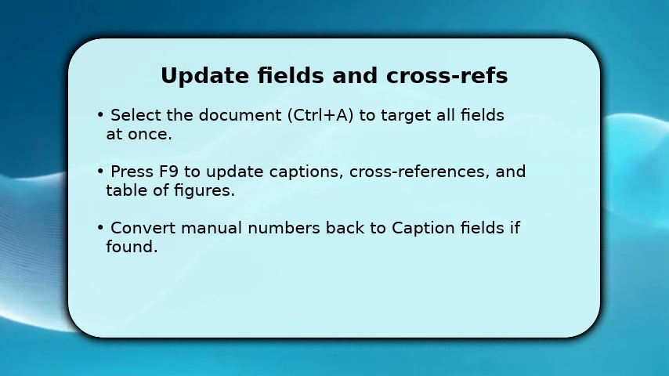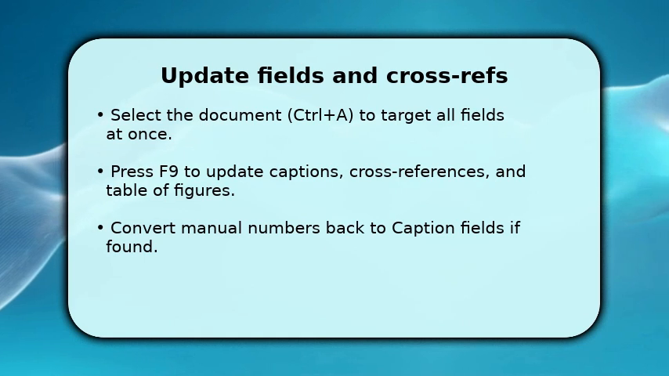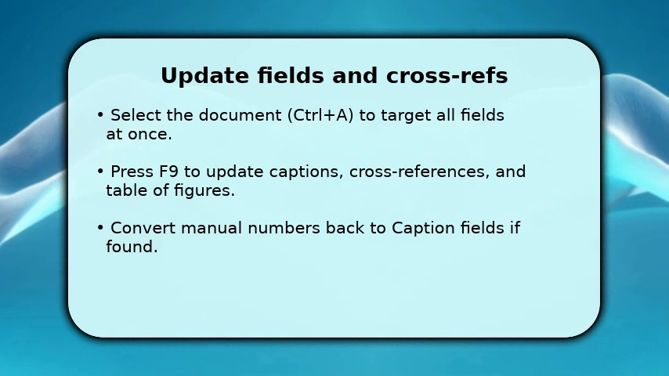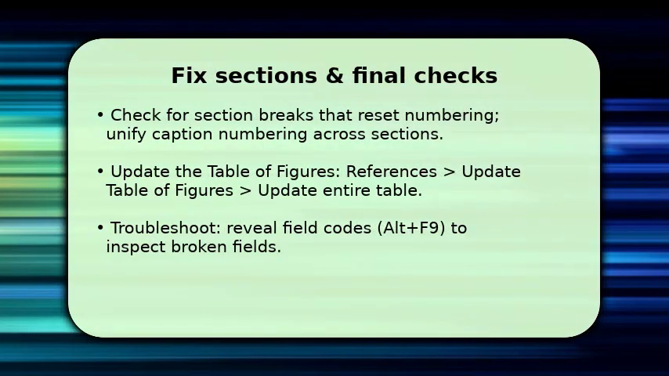If some captions still show manual numbers, right-click and choose Edit Caption or reinsert the caption so it becomes a field rather than typed text. Once done, check a few cross-references to confirm they point to the right figure. Make sure Track Changes is off to finish by verifying section-level settings and refreshing the table of figures.